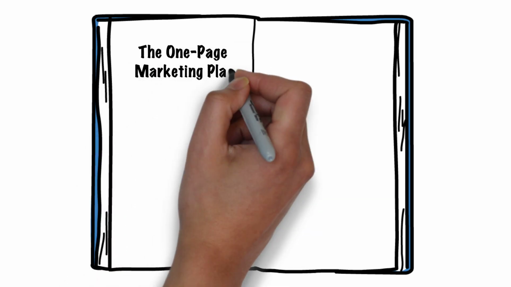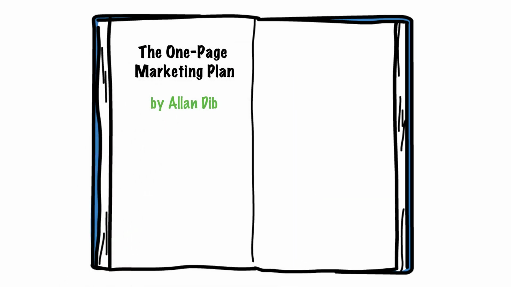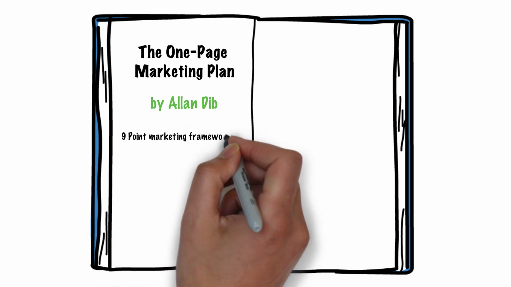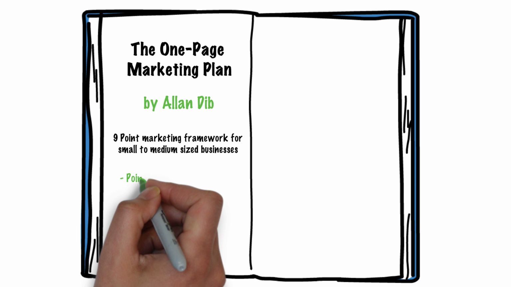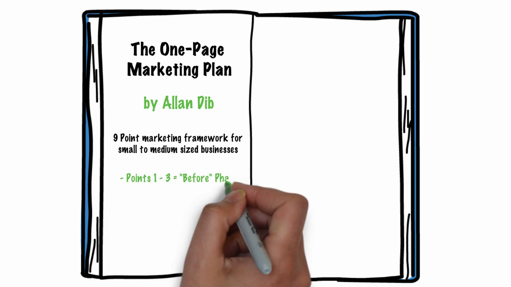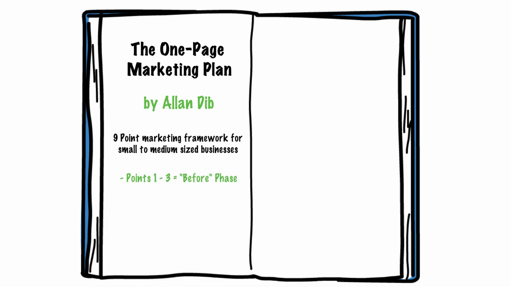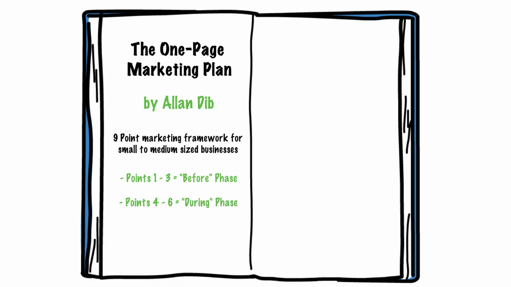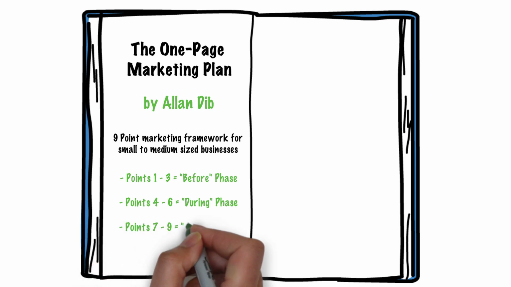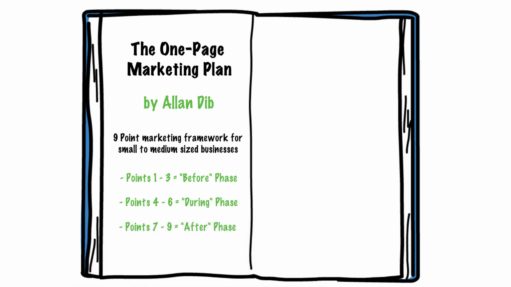The one-page marketing plan by Allan Dib provides a 9-point framework for getting the most out of your marketing efforts as a small to medium-sized business. The first 3 points are the before phase, or before a prospect has expressed interest in your business. Points 4 through 6 are the during phase, when a prospect is interested but hasn't bought anything. And finally, points 7 through 9 are the after phase, or after they've bought from you.